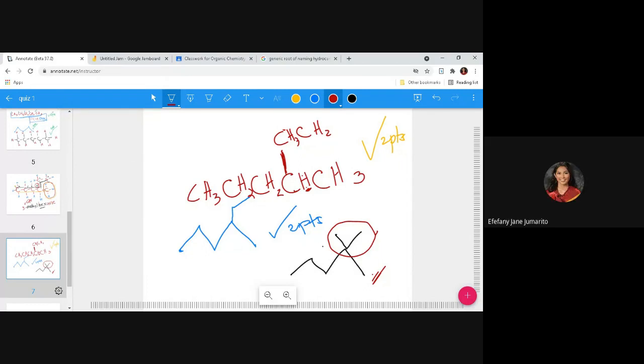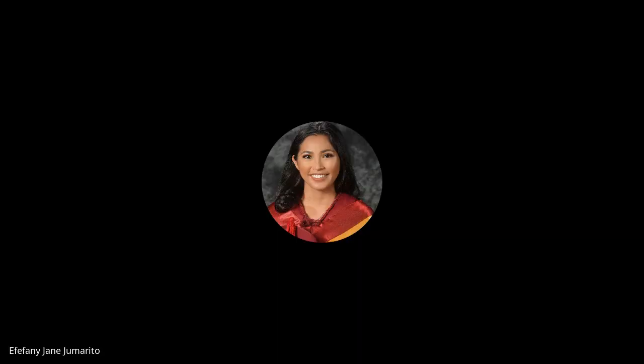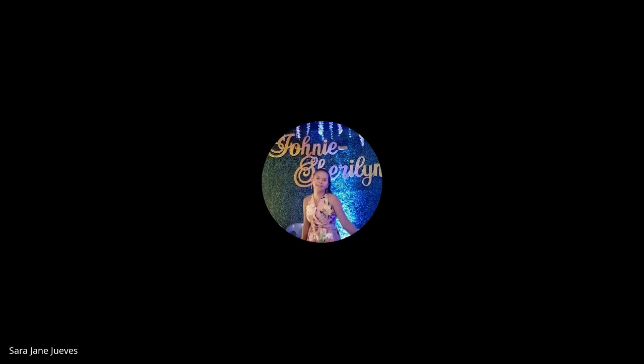Alright, so now class, if you have this structure, when we write that into a complete structure, we will have H2, CH2, and then 1, 2, 3. CH3, then this one also CH3. They are the same, class. The CH3 is connected here.